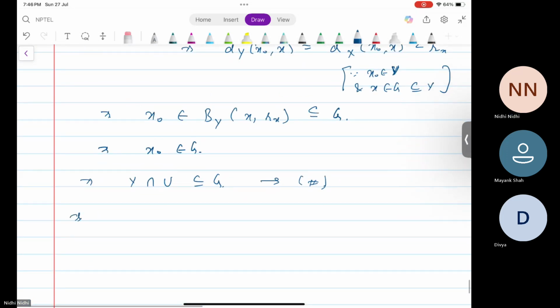we get G is equal to Y intersection U, where this U is an open set in X. So therefore, whenever G is an open set in Y, it can be written as Y intersection U for some open set U in X. So conversely, next we need to show that any set which can be written in the form of Y intersection U is open in Y.